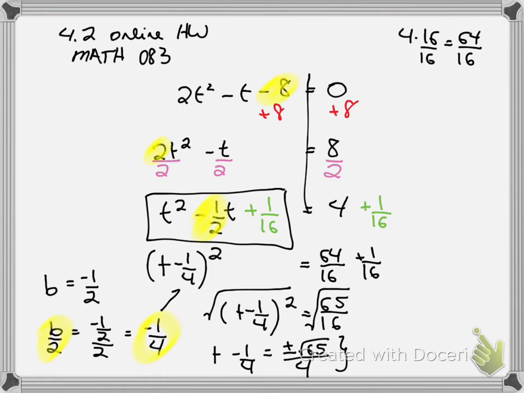Okay, so from here, if we add 1/4 to both sides, and I apologize, I don't have room to show that, but just believe me, what I'm doing is adding 1/4 to both sides. I get t is equal to 1/4 plus or minus the square root of 65 over 4.